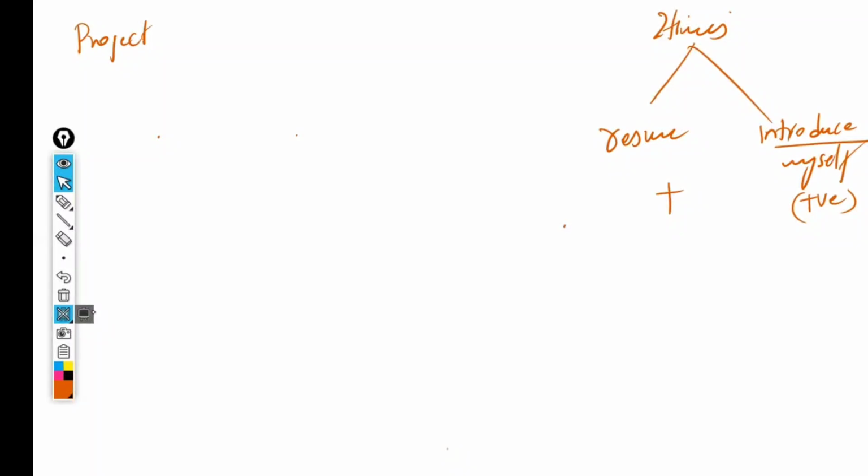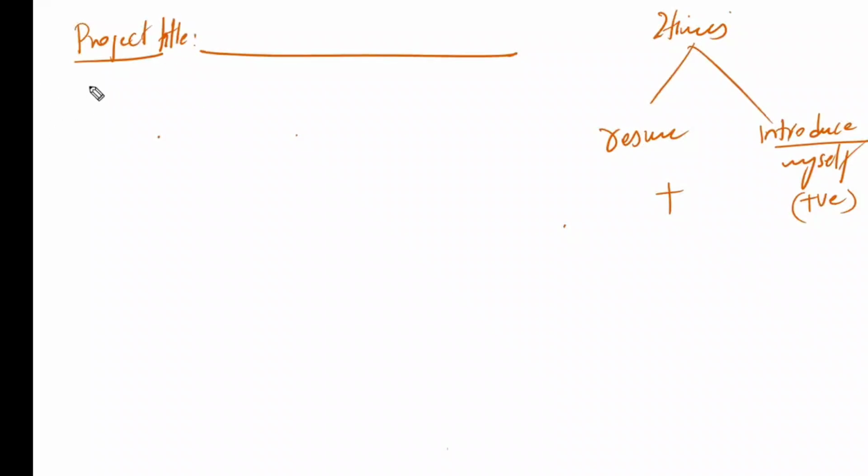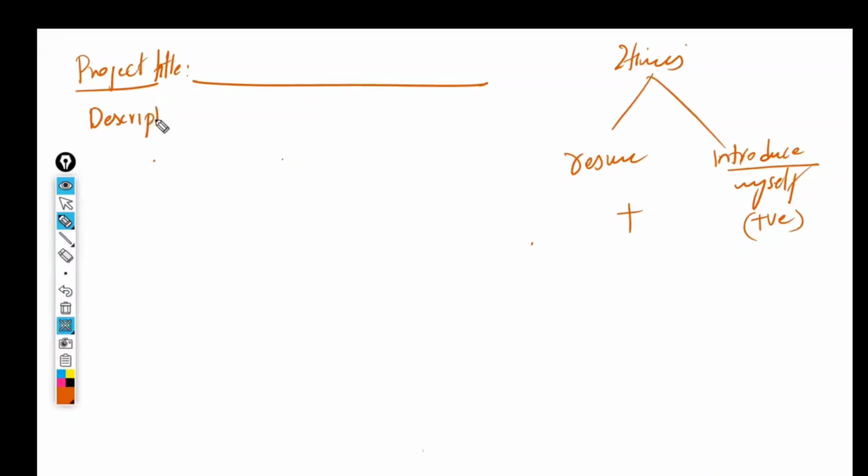Now, here a project is there. The project you write: first, you have to write the project title. Next, you have to write the description, in two or three lines. You have to describe the project, what you have done, where this project was used, and all these things. Just describe your project in two or three lines.